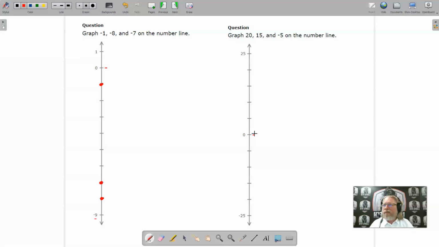So I'm looking for positive 20 and positive 15. Well, this is 25, and I seem to have 1, 2, 3, 4, 5 increments between 0 and 25. So therefore, 25 divided by 5 is 5. So we're counting by 5s each time. So we go 5, 10, 15. So here's 15. And 5 more is 20. That makes sense because the next one would be 25.